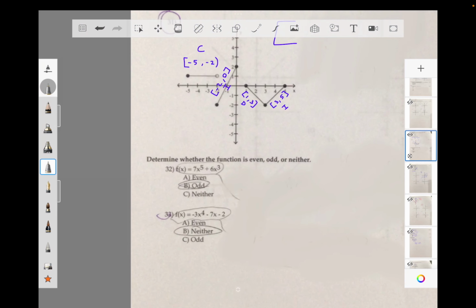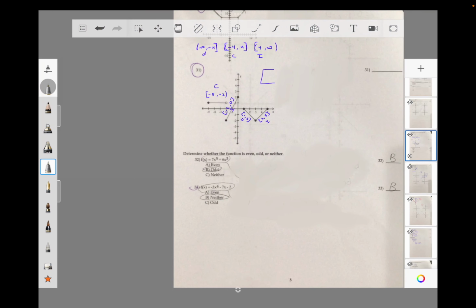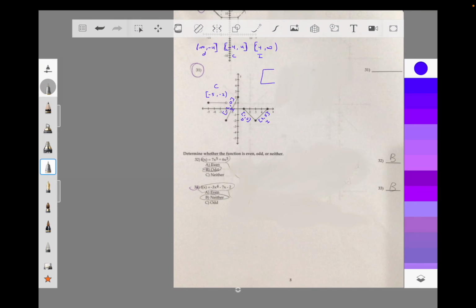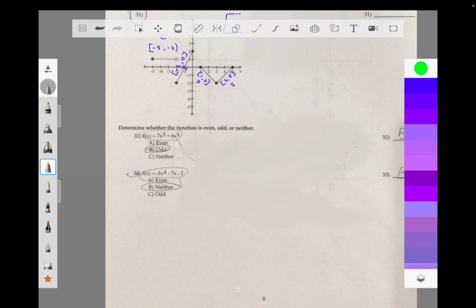Determine whether the function is even, odd, or neither. I forgot the rules for that one. What page is this? Should I do another skip? Okay, I'm going to skip this, but I'll come back, because I forgot.